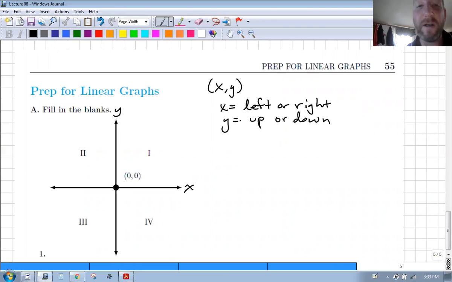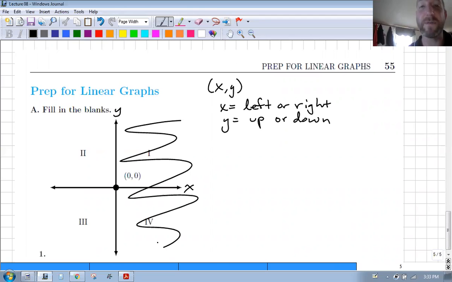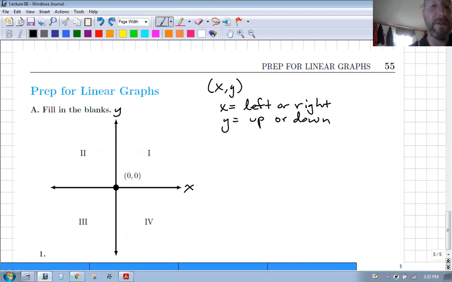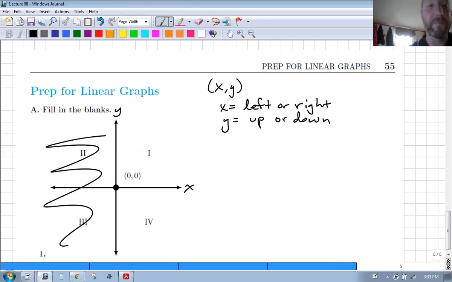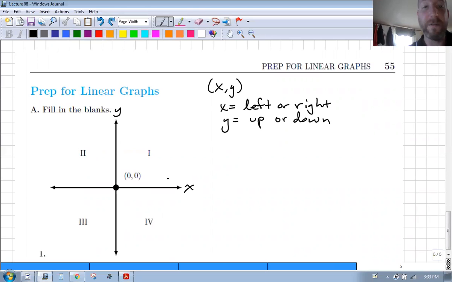So if X is positive, you go to the right. So you'd be over here somewhere. If X is negative, you'd be over here somewhere. If Y is positive, you're up here. If Y is negative, you're down here. They number our quadrants. This is quadrant number 1, quadrant number 2, quadrant number 3, and quadrant number 4. Okay, that's how they like to label our quadrants.